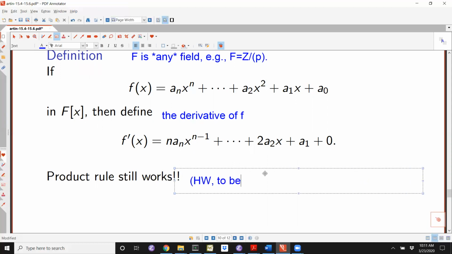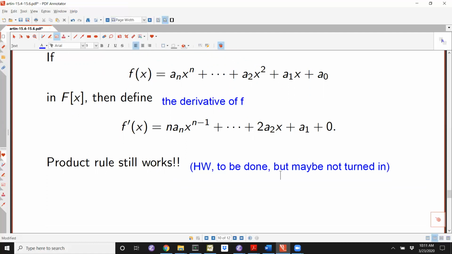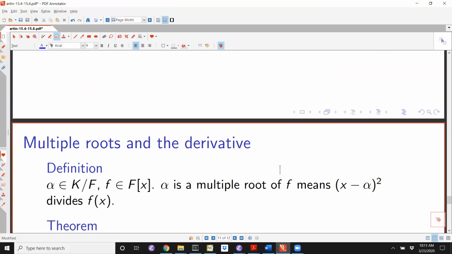To be done, but maybe not turned in. I think, yeah, I haven't decided what to do for problems at 8 yet, but I think it is just kind of cool that it works.